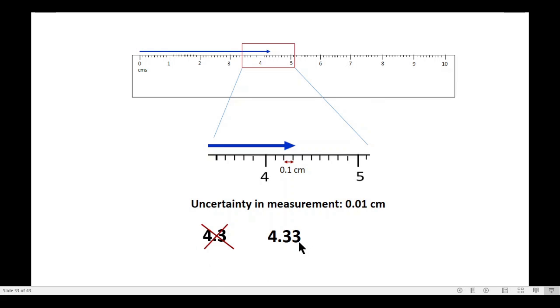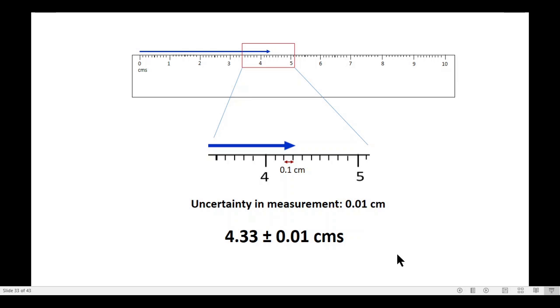Can we say that the length is 4.334 centimeters? No. Because you do not have further divisions within the smallest division on the scale. So you cannot be certain up to 4.33 so as to make an estimate at the third place after the decimal. So it will only be fair to say that the length of the ruler is 4.33 centimeters plus minus 0.01 centimeters. You may not choose to write plus minus 0.01 centimeters because the measurement itself indicates that the uncertainty is 0.01.